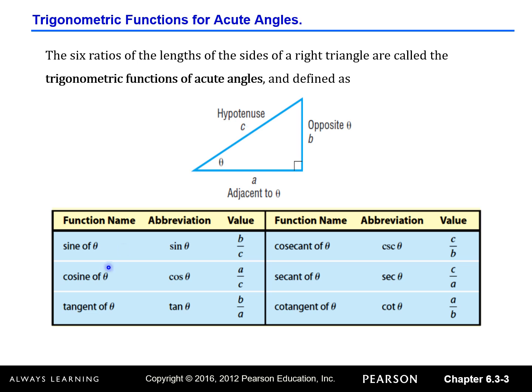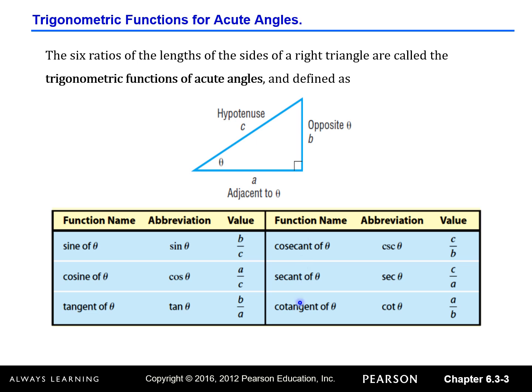Then for cosine theta, the abbreviation is cos theta. Cosine theta is adjacent over the hypotenuse, which is A over C. And for tangent theta, the abbreviation is tan theta. That is defined as opposite over adjacent, which is B over A.